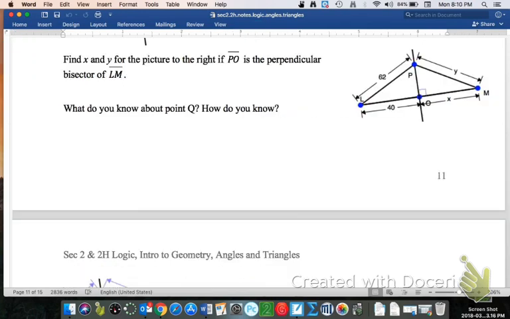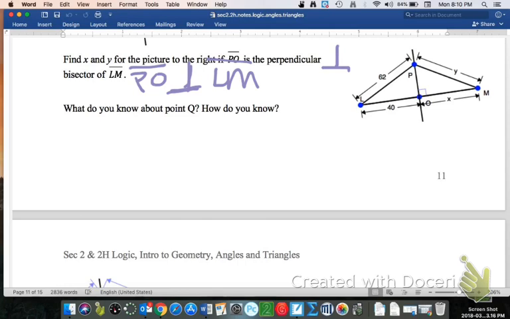Okay, so it says find x and y on the picture to the right if PO is the perpendicular bisector. So notice it's already got the perpendicular on there. Now just so you are aware, the way that we represent perpendicular is like this. I could say PO is perpendicular to LM. So I also could write it like that. This notation, notice it looks like two perpendicular lines. That notation would also be perpendicular.